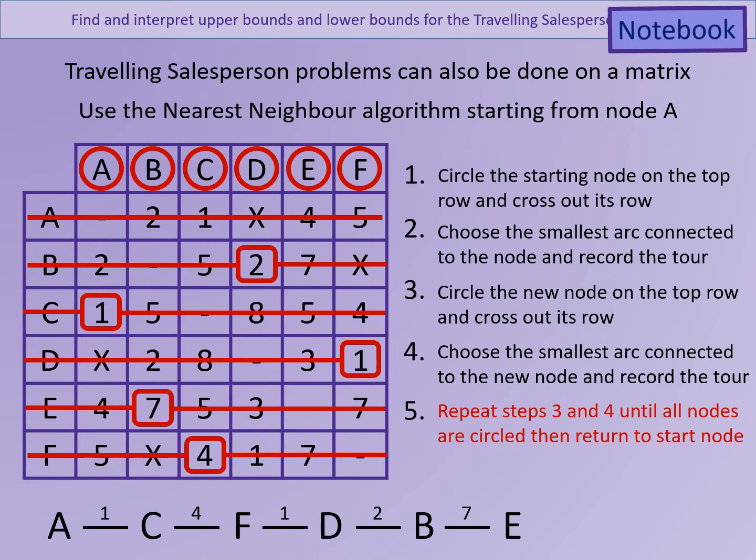Now we've not finished yet because we are looking for a tour. We need to go back to the start. So now from E, we need to look down the column to find the distance back to A again. E back to A is then 4. So we've now found a tour. This will act as an upper bound, ACFDBEA. That tour has got a weight of 19.